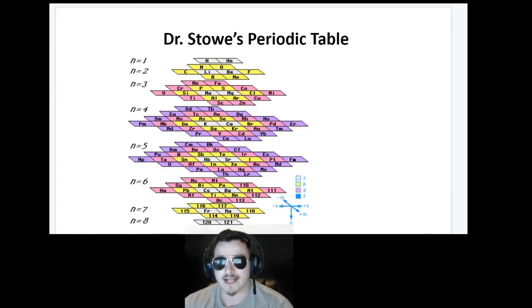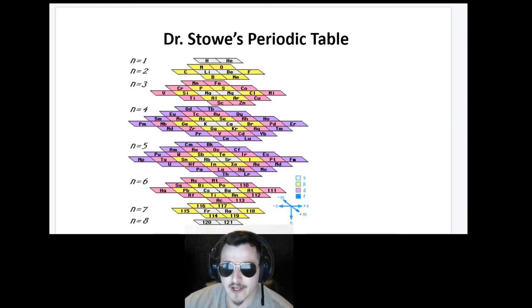Kind of cool. This one has a weird arrangement based on the series they're in, the period they're in, so essentially their row, which is super unique. And we already have the theorized elements number 120, 121, that sort of thing down there. But that is all we need to know for the periodic table.